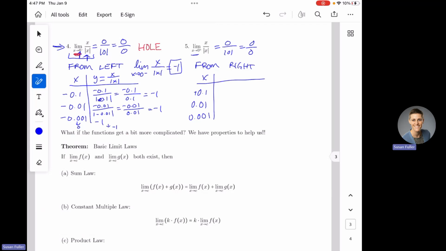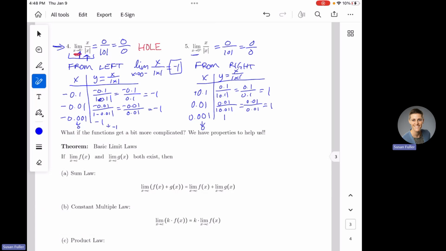All right, and again, we are going to plug these into the same function, x over the absolute value of x. When I plug 0.1 in, I get 0.1 over the absolute value of 0.1, which is 0.1 over itself, which is 1. And again, 0.01 over the absolute value of 0.01 gives me 0.01 over itself, which is still 1. And again, you can see the pattern in what's happening here. If I plugged 0.001, I'm still going to get 1.